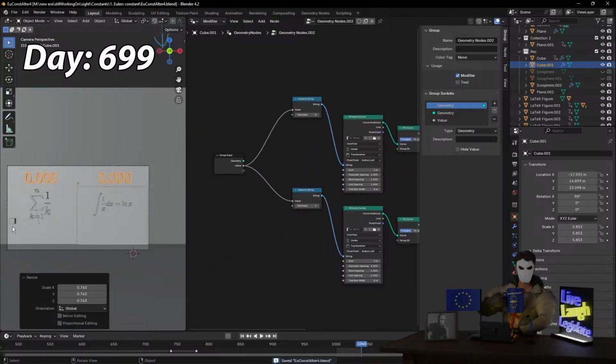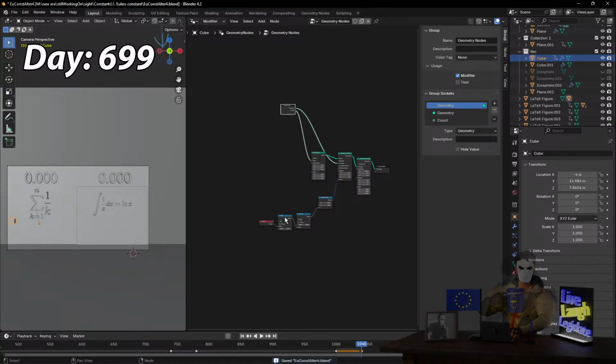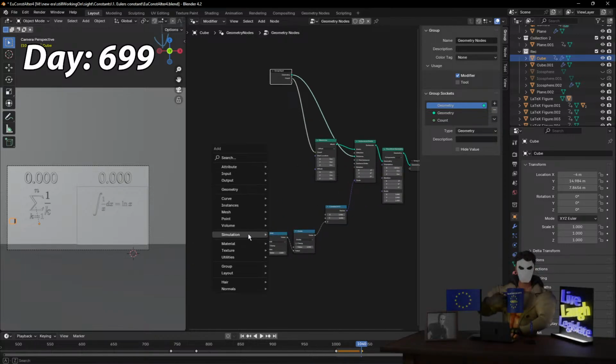And then from this one, wait. I had a node here which was a harmonic series basically.